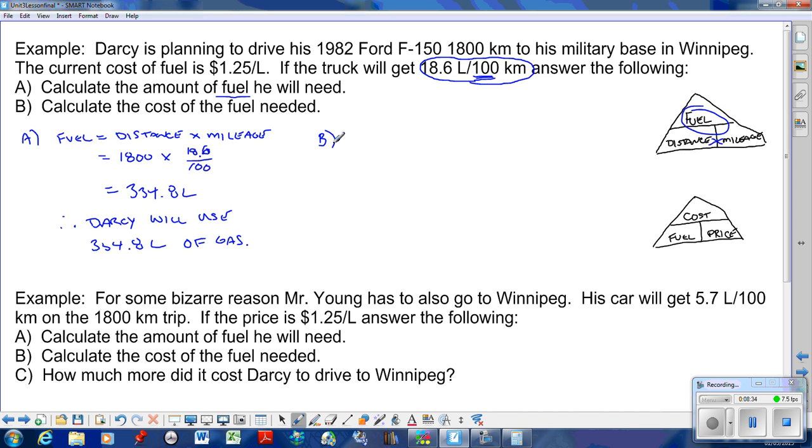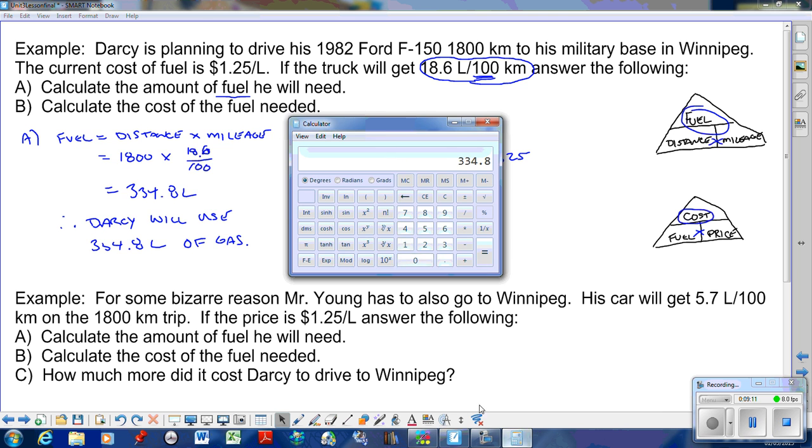So B part, calculate the cost of fuel. Cost of fuel, so we look at our chart. Here's cost from the triangle. So to calculate that, we need to multiply fuel times the price. So B part, cost equals fuel times the money value. So we just calculated Darcy will need 334.8 liters, and we're going to multiply that by $1.25 currently.